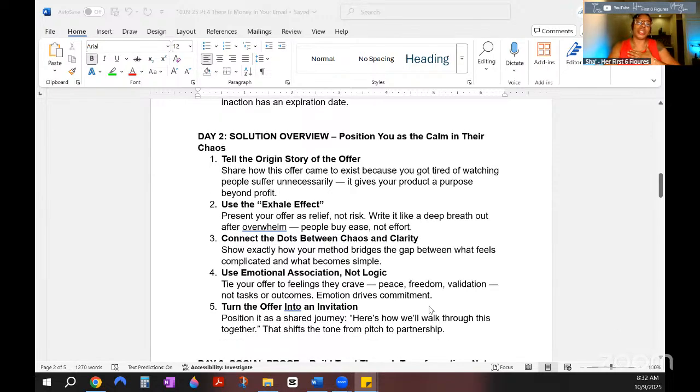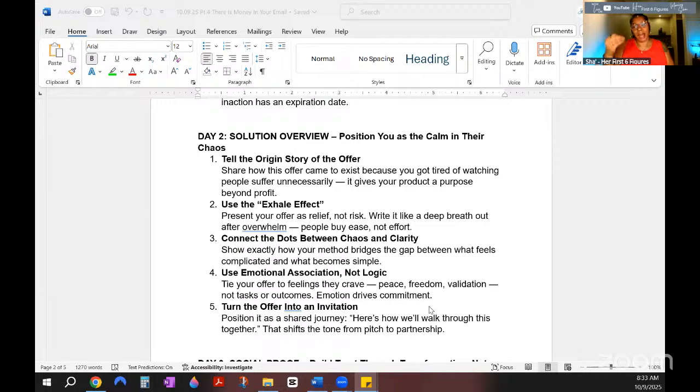We're going to position ourselves as the calm in their chaos. Okay, so the first strategy you can use for this email is tell an origin story for the offer. Who is somebody that started off in pain and this offer came around and changed that? Okay. Number two, you can use the exhale effect. Present the offer as a relief.